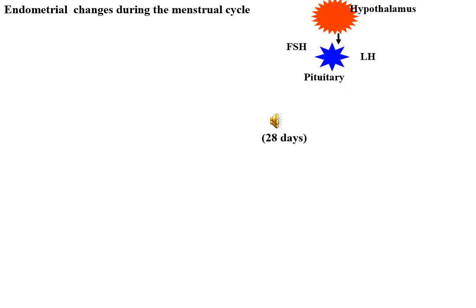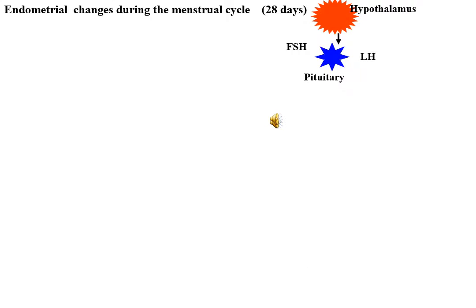Endometrial changes during the menstrual cycle. The endometrium undergoes continuous changes during the menstrual cycle by the action of ovarian hormones, estrogen and progesterone, under the stimulus of the anterior pituitary hormones, follicle-stimulating hormone and luteinizing hormone. The duration of the menstrual cycle is 28 days.